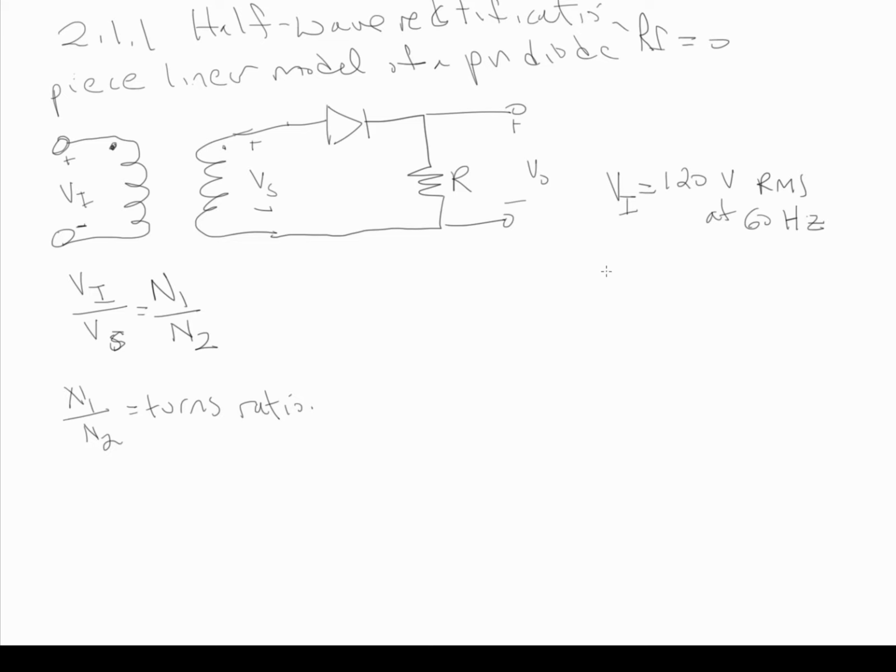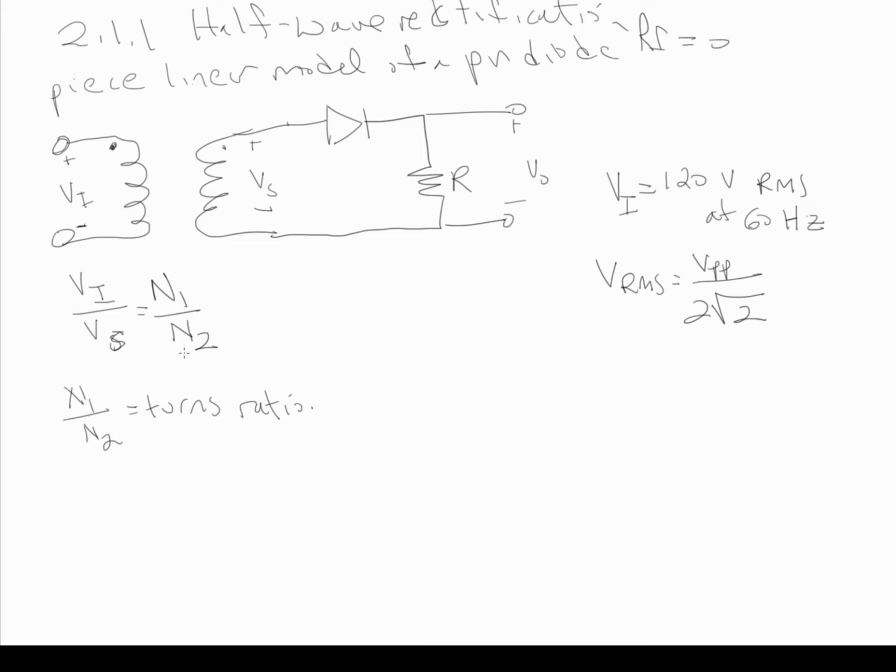And just so you know that VRMS is equal to V peak to peak divided by 2 times the square root of 2. So we'll need that formula when we work the problems in the back of the book.